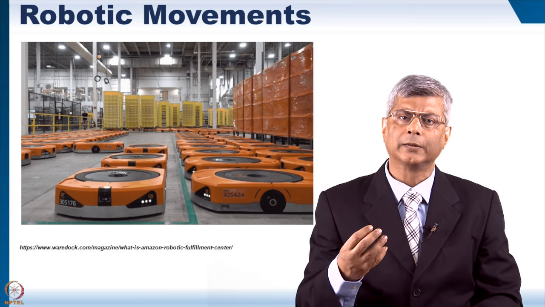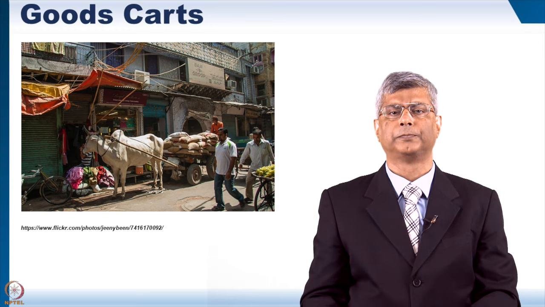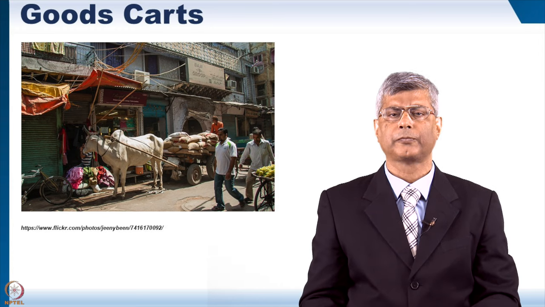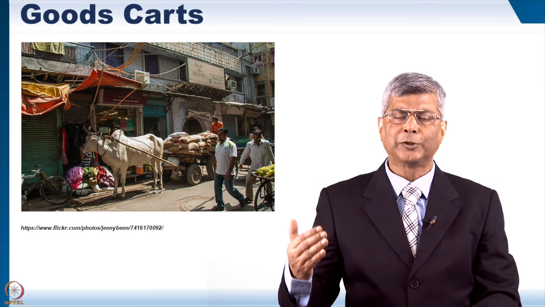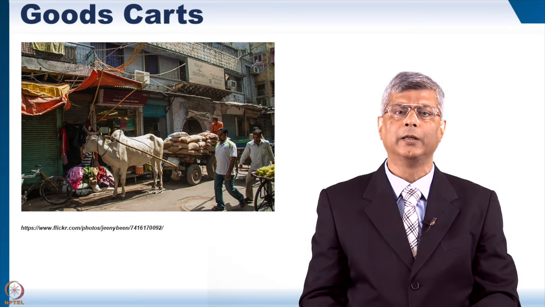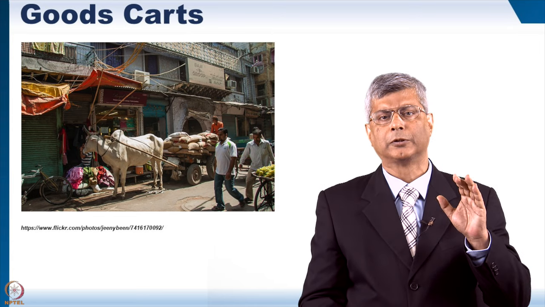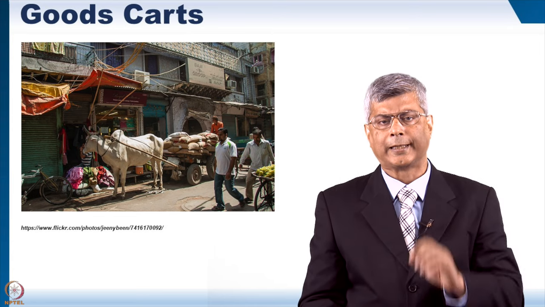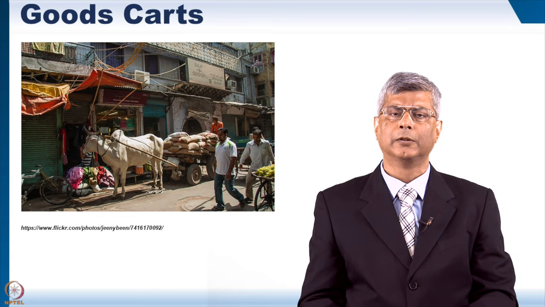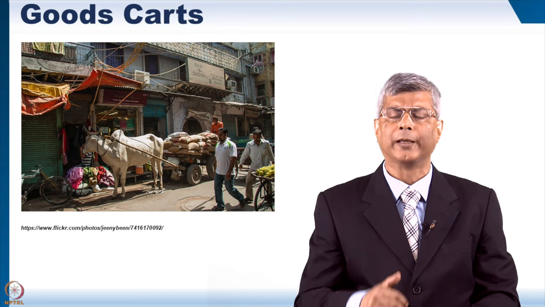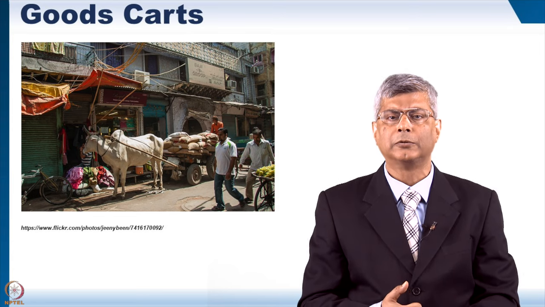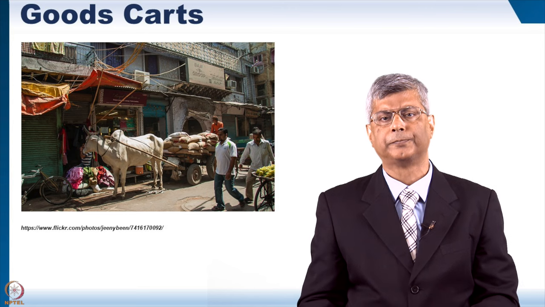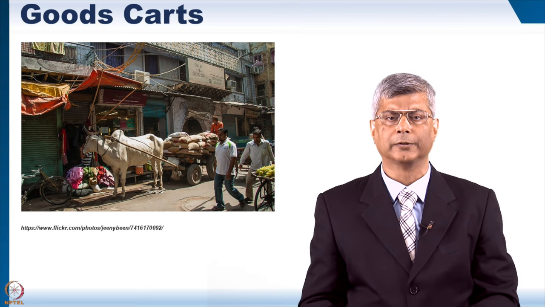Now let's look at transport. So transportation started again traditionally by carriage of goods in carts like this, either hand carried or in a cart pulled by a horse or a cow or a bull or an ox. That's how it started.